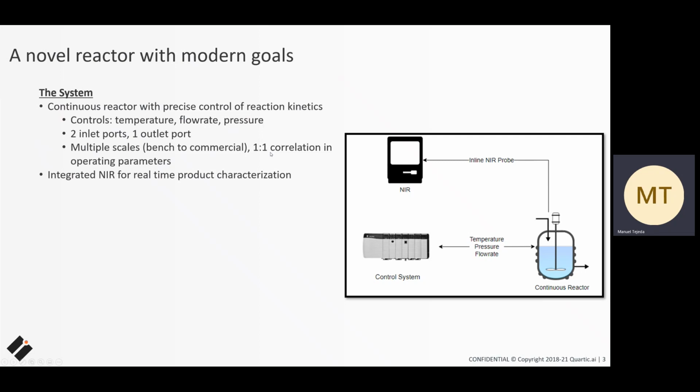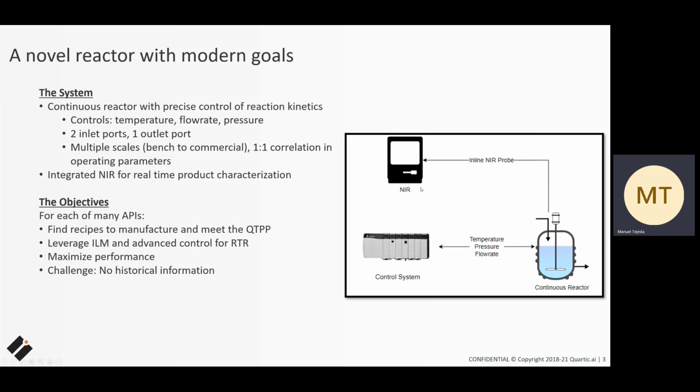The great advantage being that there's a 1-to-1 correlation in operating parameters. So anything learned during the process design period will be directly translated to that commercial manufacturing scale. And we've got integrated NIR for real-time product characterization.